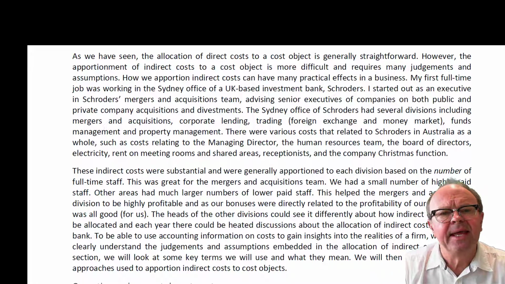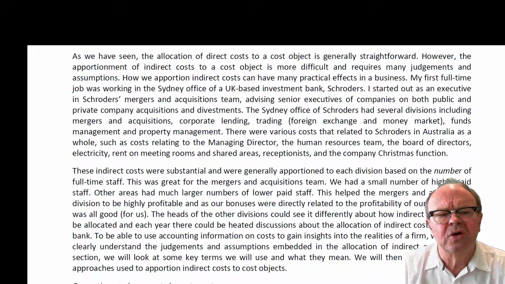As we have seen, the allocation of direct costs to a cost object is generally straightforward. However, the apportionment of indirect costs to a cost object is more difficult and requires many judgments and assumptions. How we apportion indirect costs can have many practical effects in a business.